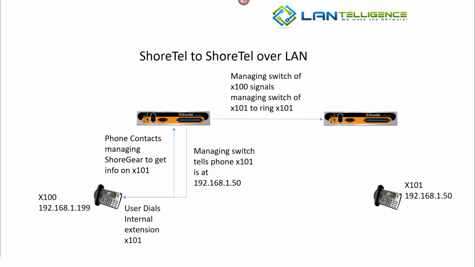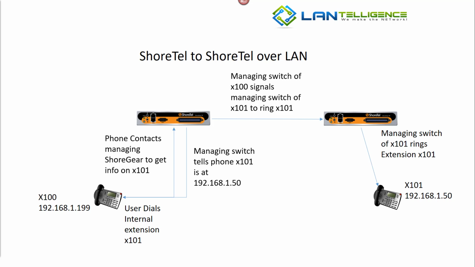Then what happens is the managing switch signals the other phone's managing switch. It says, hey, by the way, I need to ring your phone and I'm going to send you a ring signal. And the managing switch then sends the ring to extension 101. Now, if the phone is ringing, that is not a voice call. Although this might be on your voice VLAN, it is still a data call. That's why you can have your phone ring, you pick up the phone and there's no audio, because it is just a data call at this point.